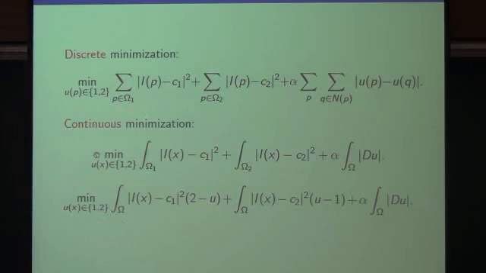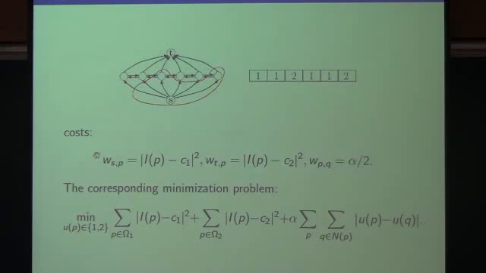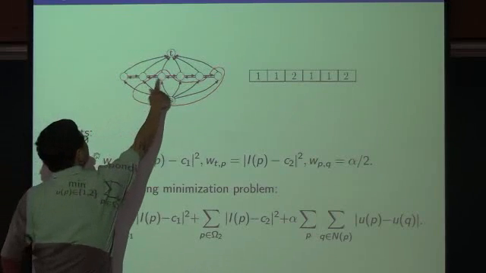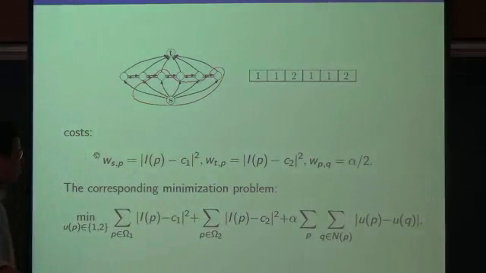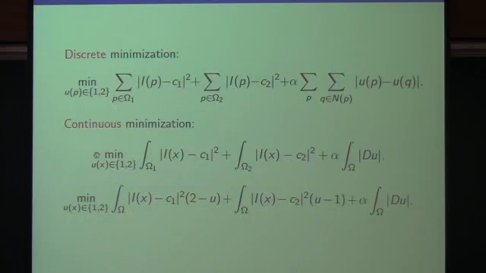Another thing. Here, the sum over P and Q, where Q is in the neighborhood of P, the neighbors. So in the 1D case, if P is here, Q is just those two neighbors. So here you sum over the neighbors. Essentially, a minimum cut is trying to solve this minimization problem for this graph.